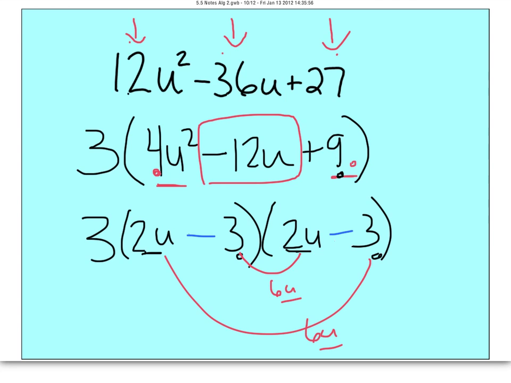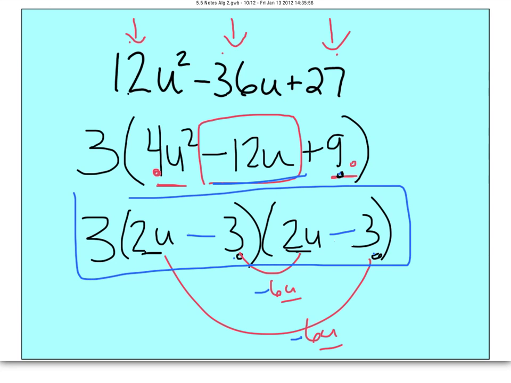So let's try that. First of all, does it work? Negative 3 times negative 3 is positive 9, so that's great. It will change the middle term to a negative 6u and a negative 6u, which is negative 12u. Therefore, this here is our final factored form.